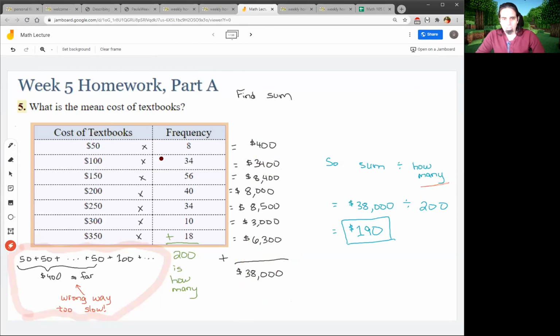The how many, we just add up the frequencies. There's 200 textbooks in this sample. Then we can do our sum divided by how many and get our mean. Questions about that one?